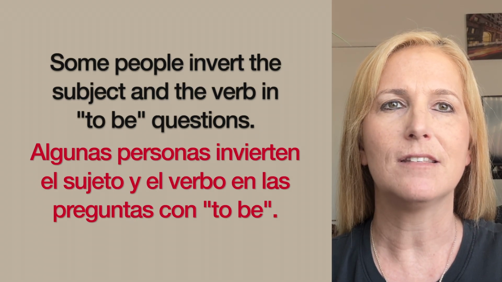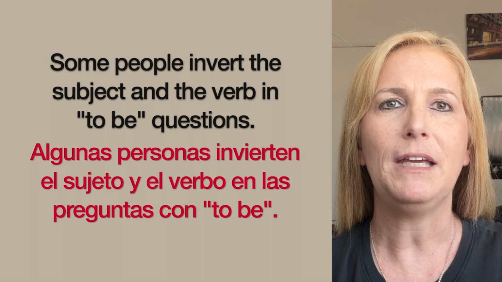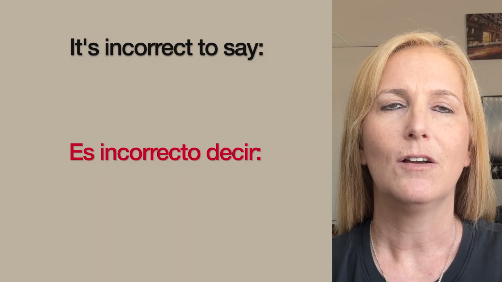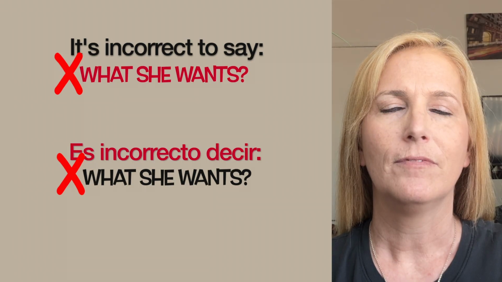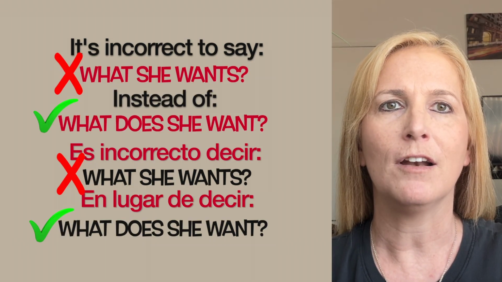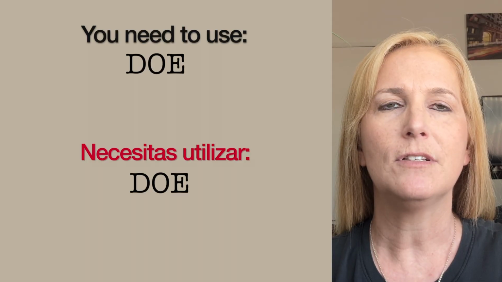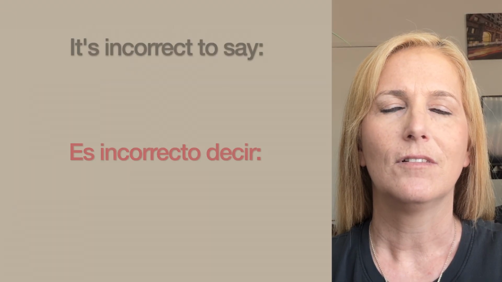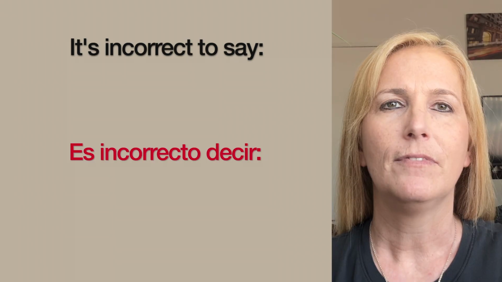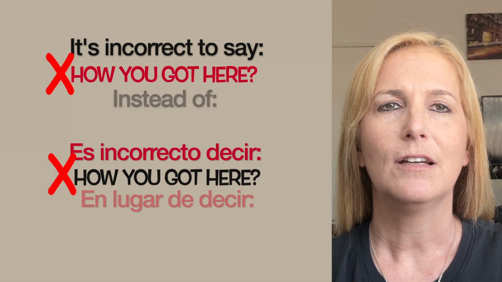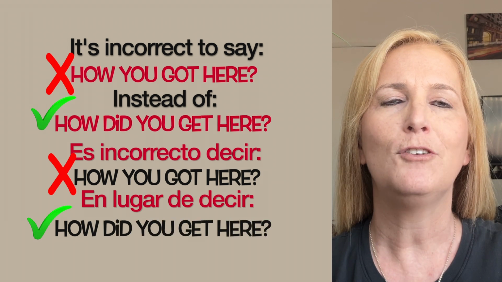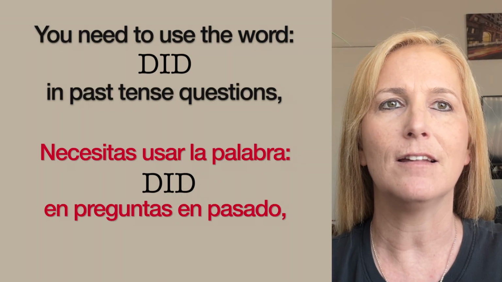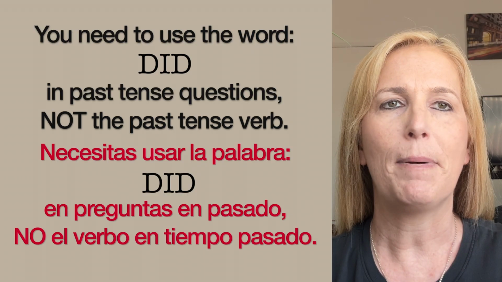Some people invert the subject and the verb in to be questions. It's incorrect to say, "what she wants" instead of, "what does she want?" You need to use does and the base verb, want. It's incorrect to say, "how you got here" instead of, "how did you get here?" You need to use the word did in past tense questions, not the past tense verb.